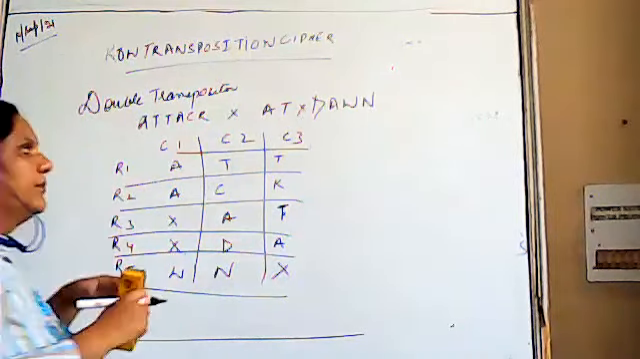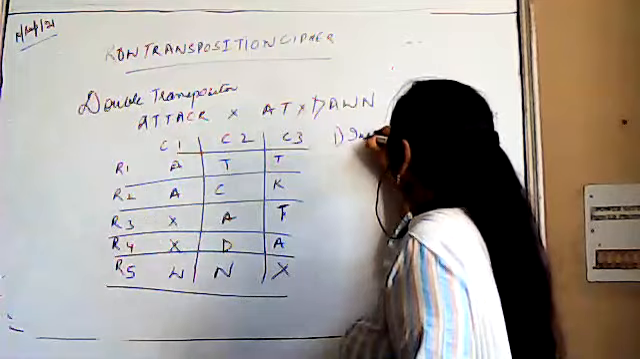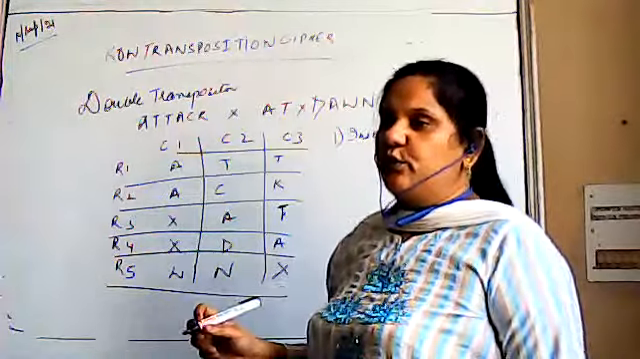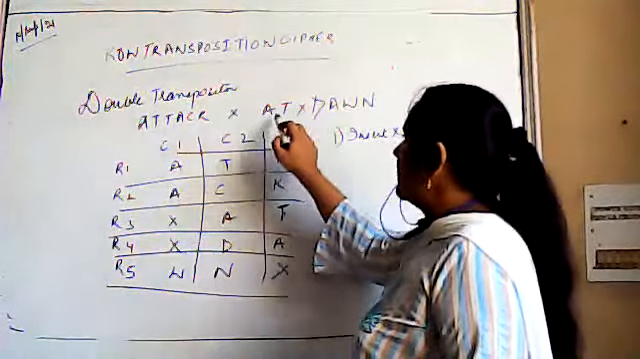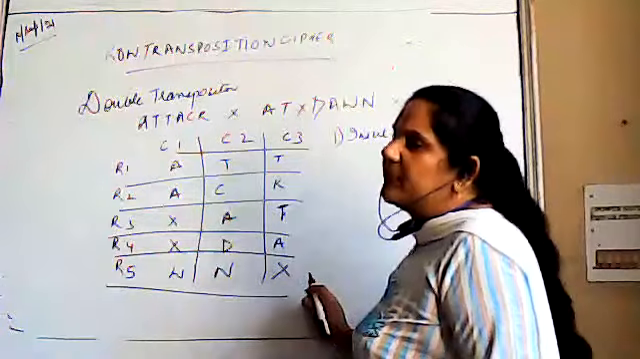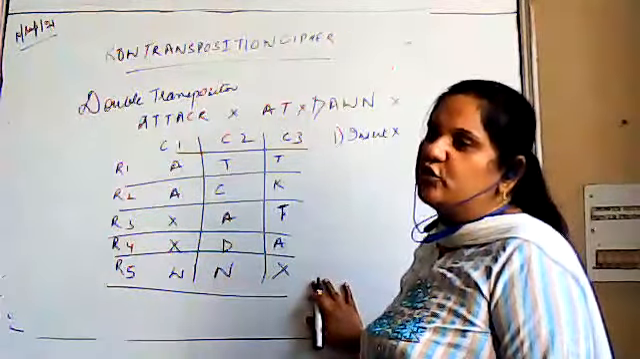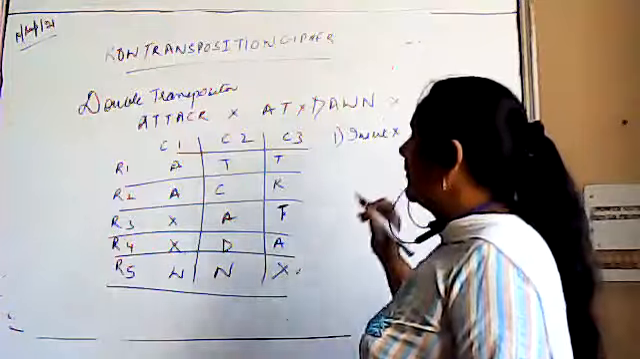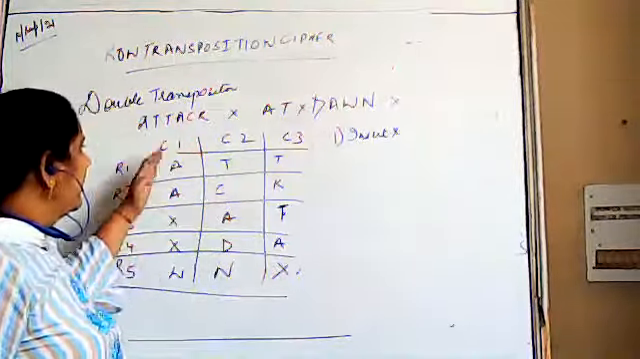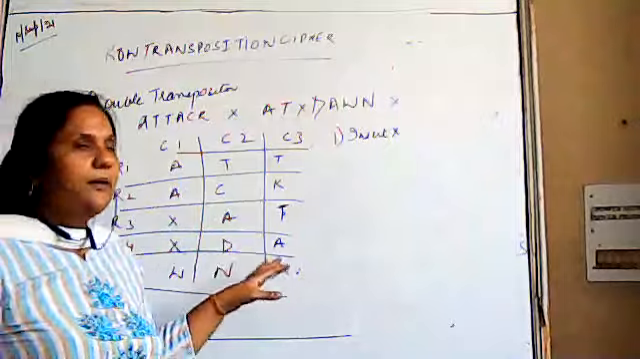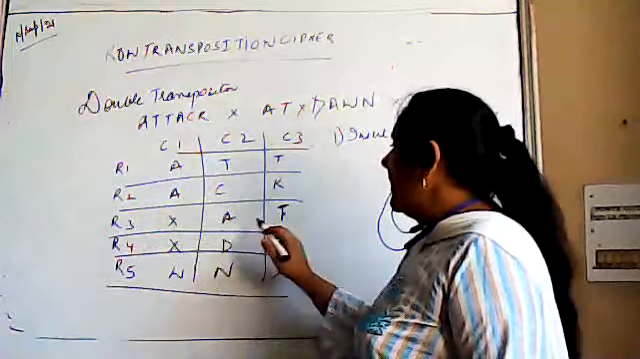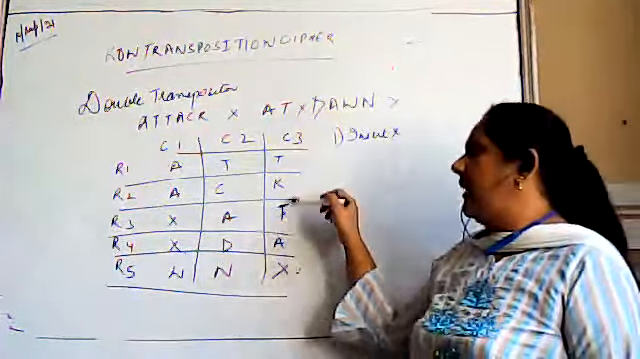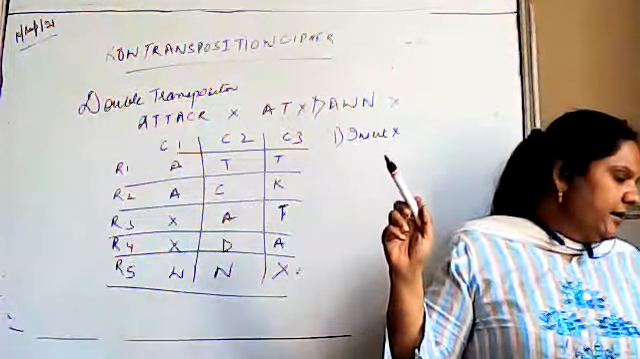First of all, step number 1, insert X after each word. In double transposition, you have to insert X after each word. Then attack X at X dawn. Then, if some dummy bits have to be inserted, we usually do it with X, Y, Z. So I have substituted one X here. This is the first thing. Then you will take the columns 1, 2, 3 and substitute these values: A, T, T, A, C, K, X, A, T, X, D, A, W, N, X. So this will be the complete matrix for attack X at X dawn.